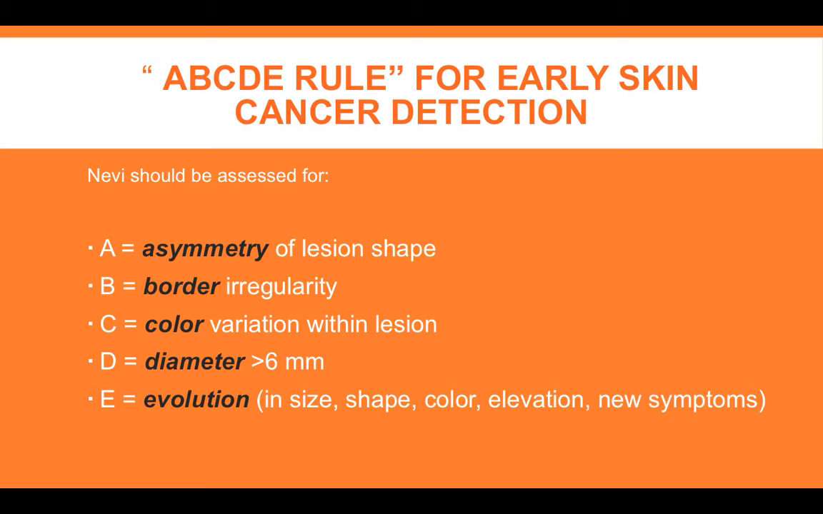C, color variation. If you have a mix of colors, maybe some parts are darker than others. D, if the diameter or size is over 6 millimeters. And E is for evolution, if there's been any change in size, shape, color, if it's become a little bit elevated, or if there's new symptoms.